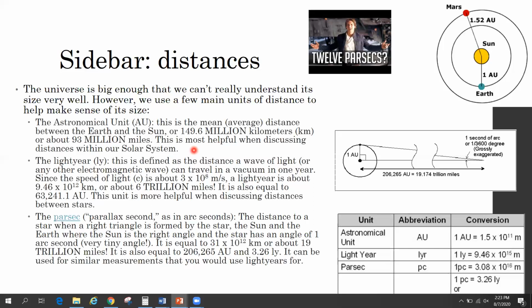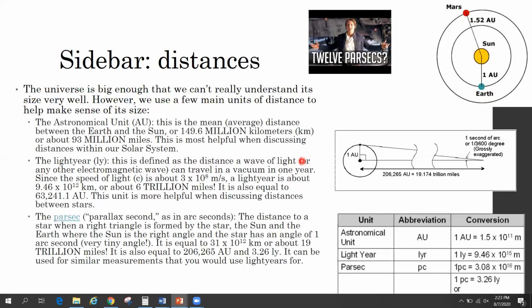For example, Neptune, if I'm not mistaken, is about 30 AUs away from the sun. Again, Earth is 1 AU away. Mars is a little bit farther out at 1.52 AU. And of course, that also means that Venus and Mercury both have distance values of less than 1 AU, measuring how far they are from the sun.